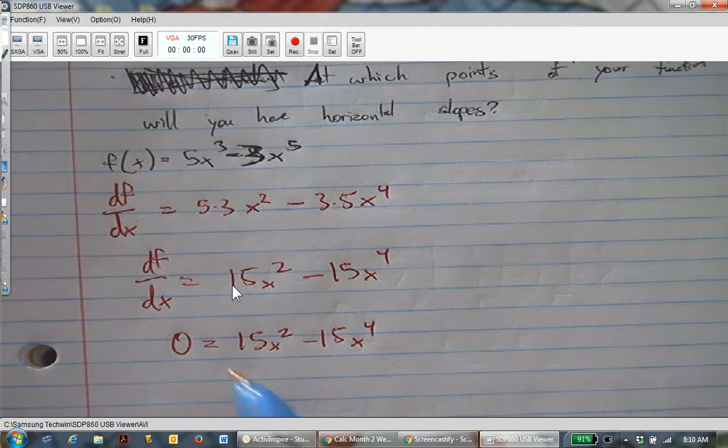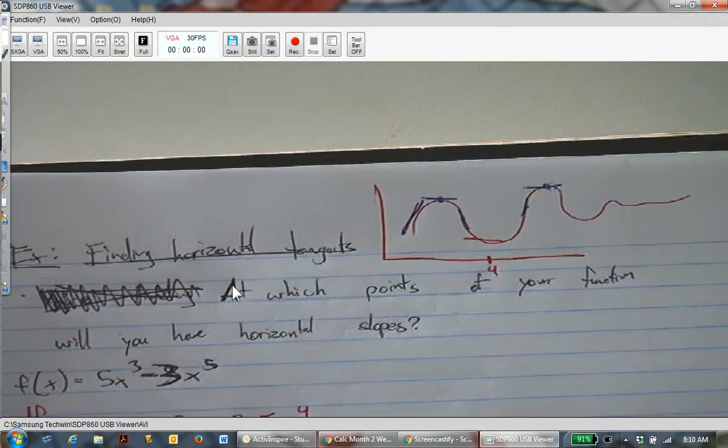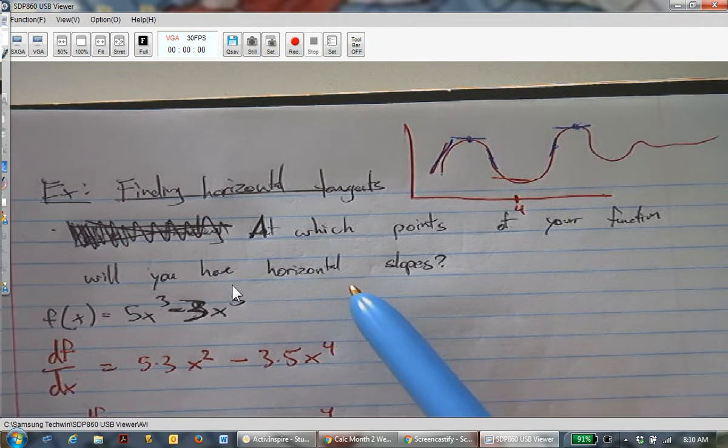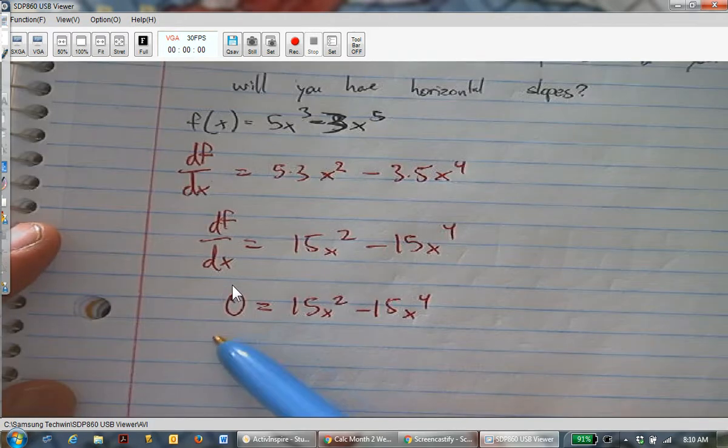Got it. Well, how did he know to set it equal to 0 though? Why in particular are we concerned where derivatives are 0? Yeah. Because you're finding where it's at the horizontal slope, and then it would be 0. Thank you, Christina. Yeah, because I'm asking at which points the slopes are horizontal. That means that the slopes are 0.